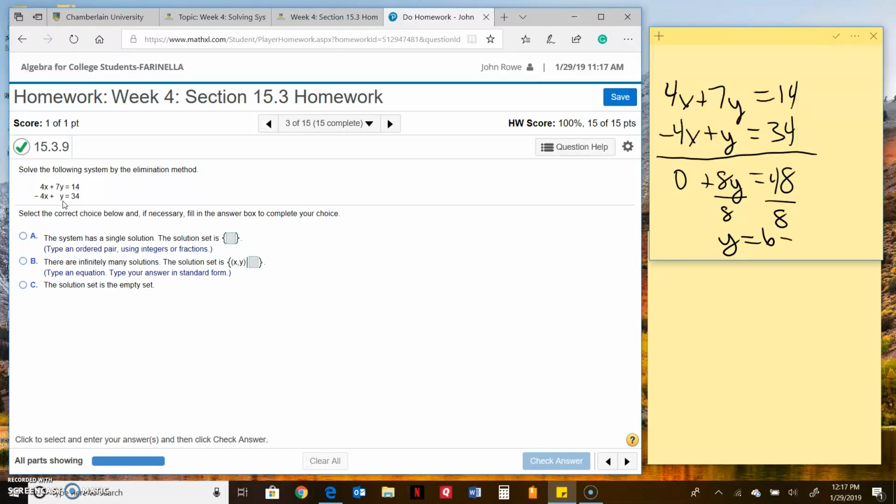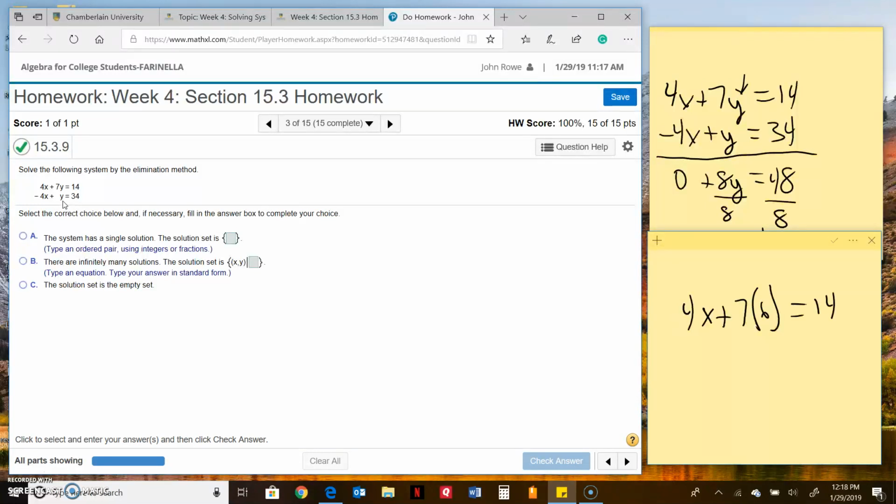So now we can take this variable 6 and plug it in this equation for, not there. Let's plug it in here for y, because y equals 6. 4x plus 7 times 6 equals 14. 7 times 6 equals 42. 4x plus 42 equals 14.